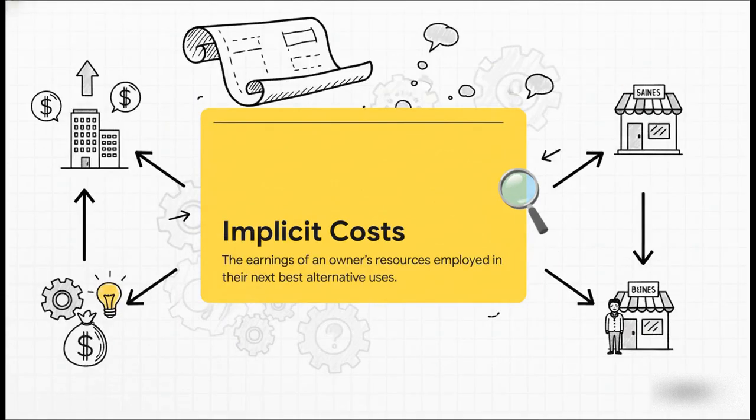But this is where the plot really thickens. The hidden part of the blueprint is the implicit costs. These are the super powerful opportunity costs of using resources you already own. They're invisible because no money actually changes hands. But trust me, they are profoundly real. Our entrepreneur is the perfect example. If she could have been earning a $150,000 salary working somewhere else, but chose to start her own company instead, well, that foregone salary is a huge, very real implicit cost of her business. It's like the ghost of the career path she didn't take.